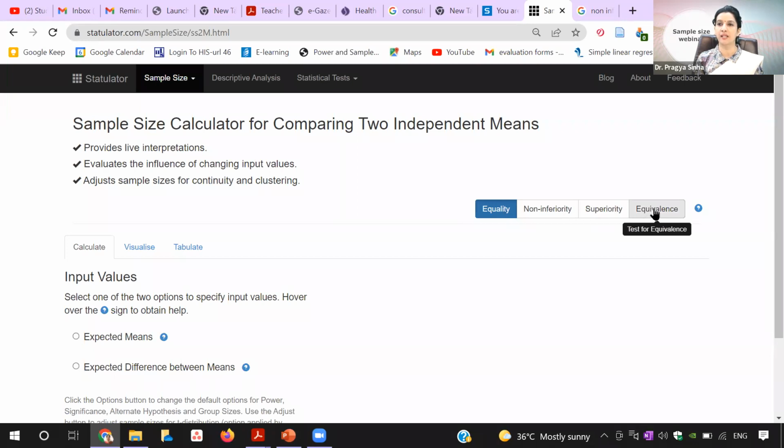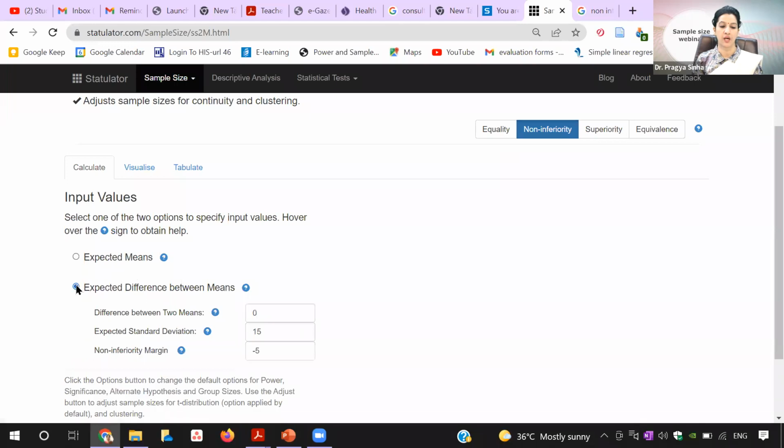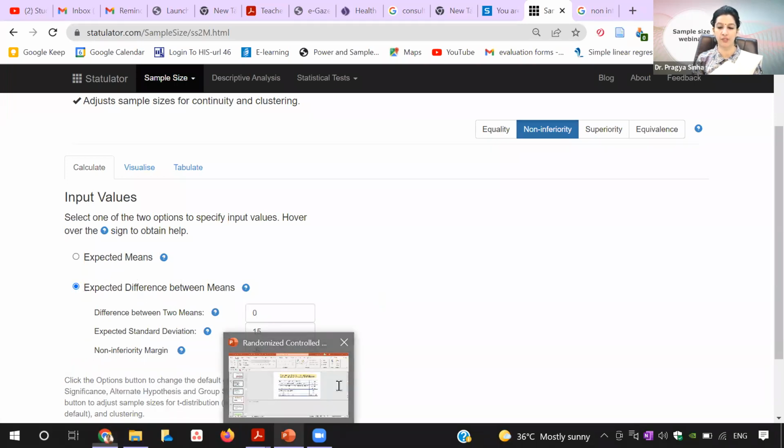Yes, I'm explaining why this is 0.46. So this is a non-inferiority trial, so I will click non-inferiority. If you click this, you will see that there are 2 options, expected means and expected difference between the means. So I have clicked this. So you will see why I have fixed this as 0.46.